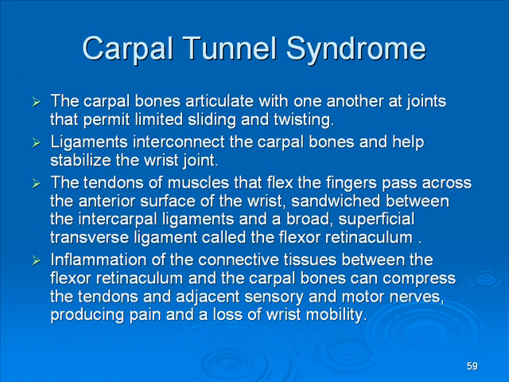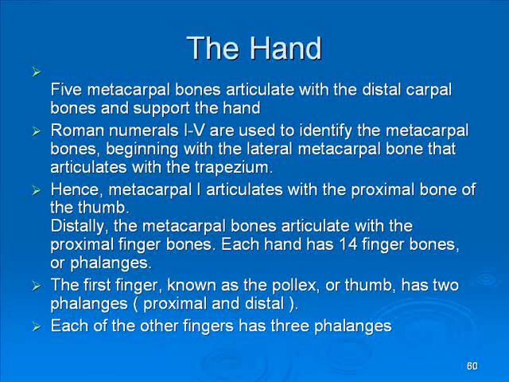There are ligaments and tendons that compress these tendons on a regular basis, and because of repetitive movement, a degree of inflammation in the connective tissue develops between the flexor retinaculum. This is a band that crosses the wrist area. We see a band that crosses anteriorly and another band that will cross posteriorly. The flexor retinaculum and the carpal bones can compress the tendons of adjacent sensory and motor areas, and it produces a pain syndrome. Can be very severe in some individuals, can cause limitations in mobility, can cause numbness and tingling, and actually can cause a degree of disability in individuals that are affected by that.